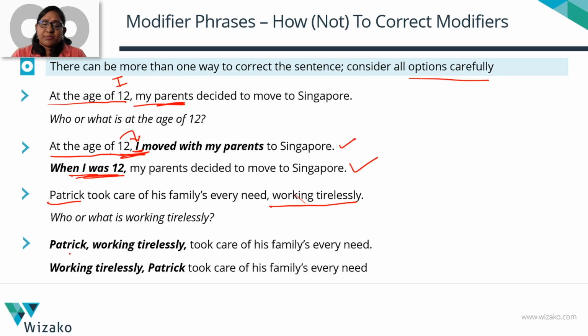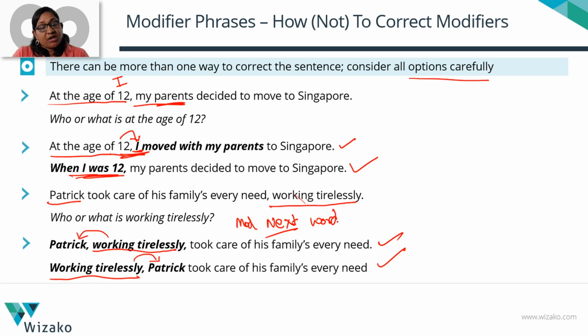You can correct it by putting the modifier after Patrick. Who or what is working tirelessly? Patrick. You can correct it by putting the modifier before Patrick. That's also perfectly fine. Working tirelessly, Patrick took care of his family's every need. Both these sentences are equally fine. Because what is our rule? The modifier has to be next to the word that it's describing. We have not said before or after.